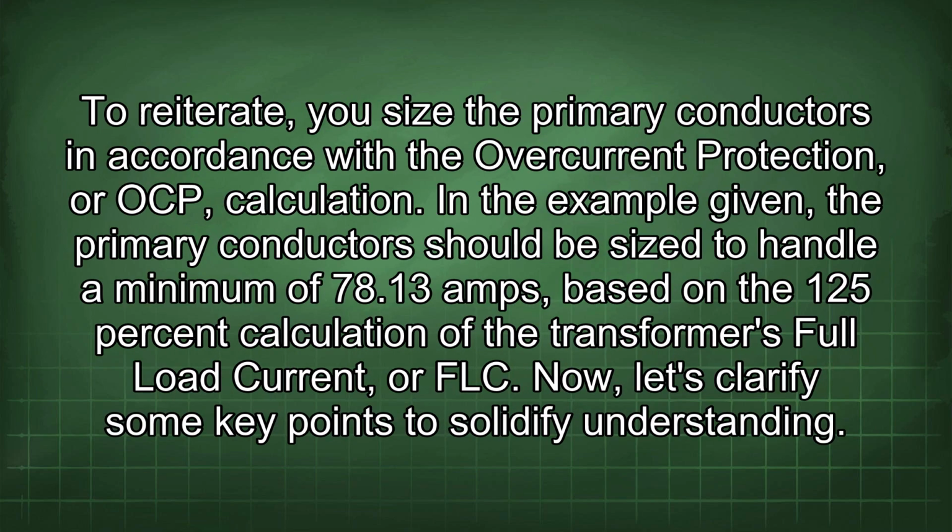To reiterate, you size the primary conductors in accordance with the overcurrent protection, or OC, calculation. In the example given, the primary conductor should be sized to handle a minimum of 78.13 amps, based on the 125% calculation of the transformer's full load current, or FLC. Now, let's clarify some key points to solidify understanding.